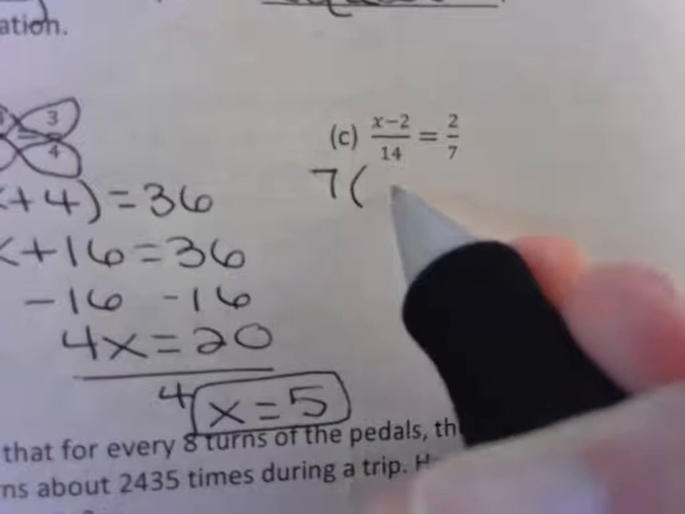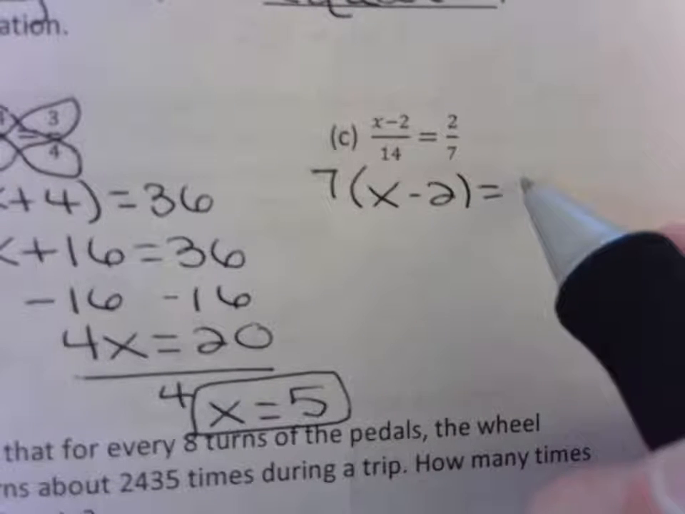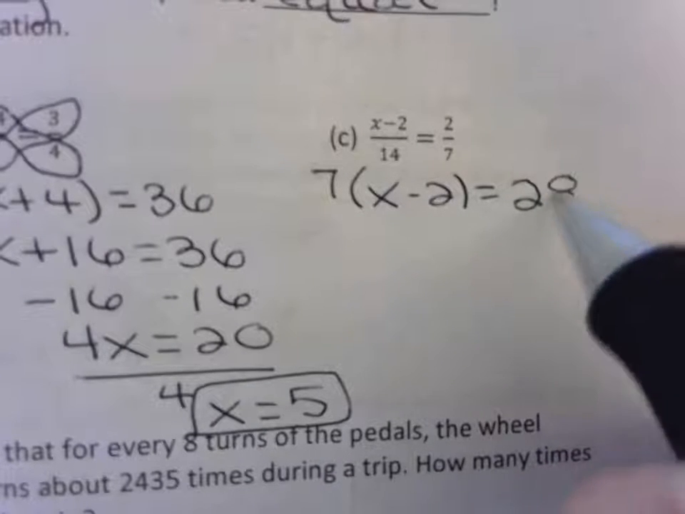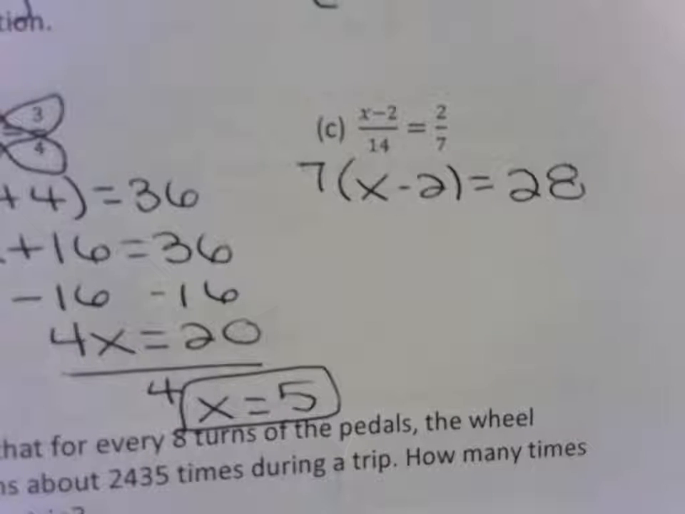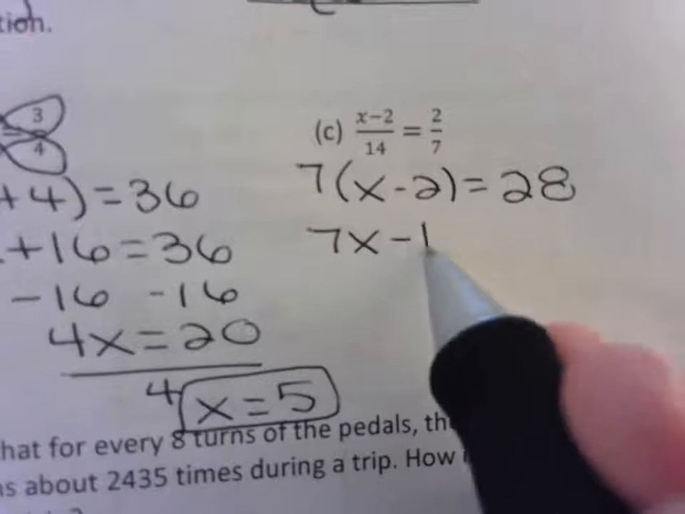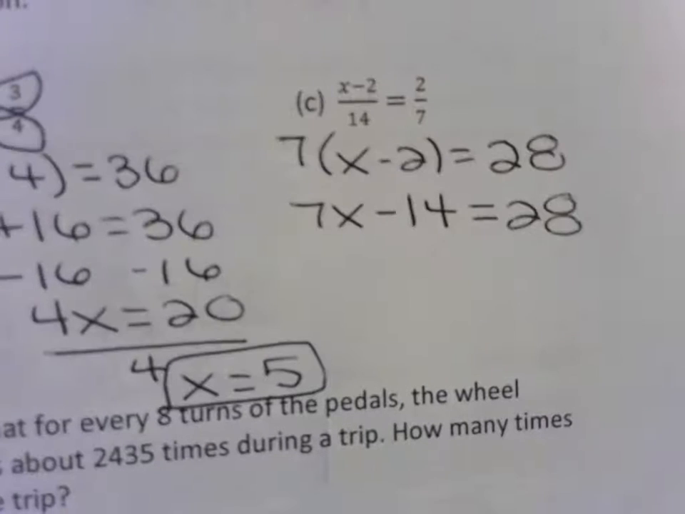7 times (x minus 2) equals, 2 times 14, which is 28. So if I cross multiply, 7 times x minus 2 equals 14 times 2, which is 28. Now we have a normal equation. What do I do first? Distribute. What am I going to get when I distribute the 7? Minus 14. Good. So 7x minus 14 equals 28.